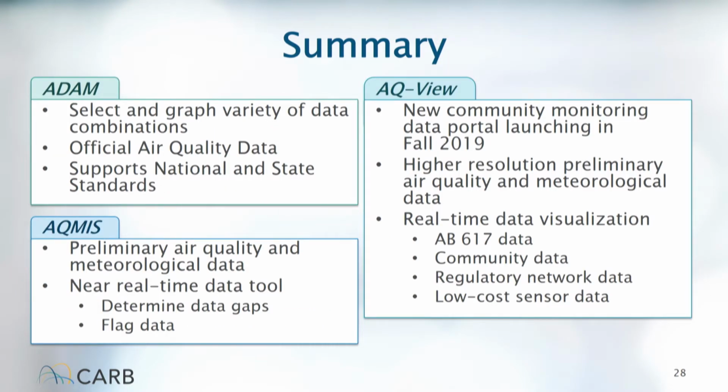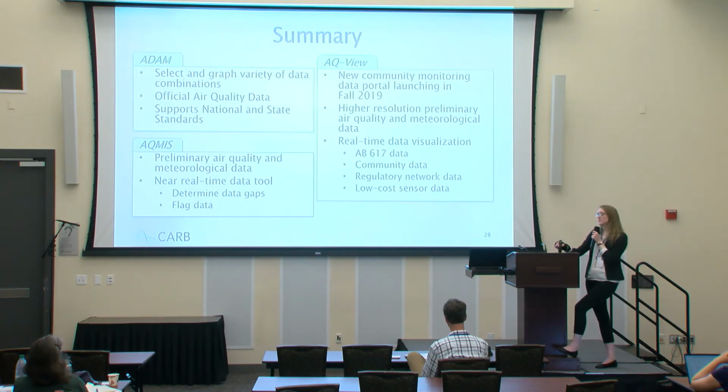So just to wrap things up, today we talked about CARB's 3 data systems. First, we took a look at the ATOM pages, which contain the official air quality data and statistics. And it supports not only the national and state standards, but also current and past standards as well. Then we took a look at ACMAs, which includes a lot of the same information as ATOM, it includes near real-time preliminary data from the regulatory network.